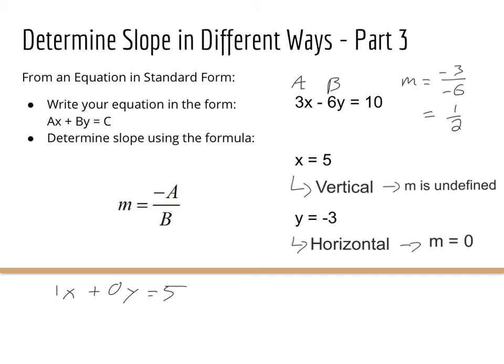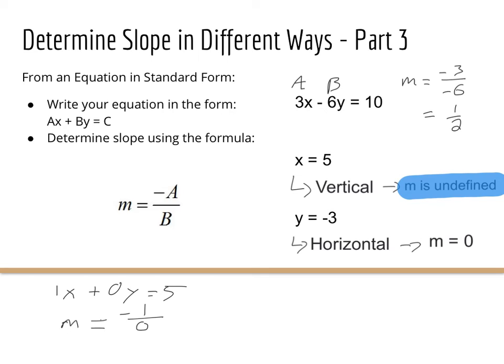And now if I use that formula of m equals negative a over b, my slope is going to be negative 1 over 0. That's the negative a over b. However, negative 1 over 0, we can't do that. We can't divide by 0. That's not allowed. That's why our equation is a line that has an undefined slope.